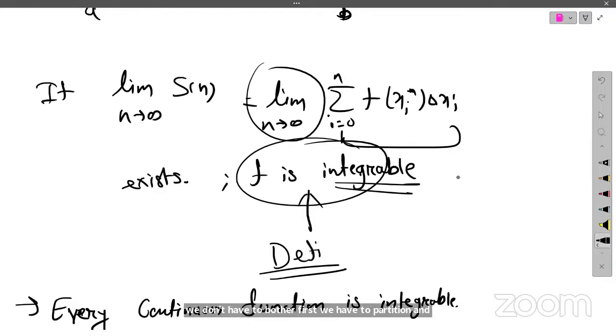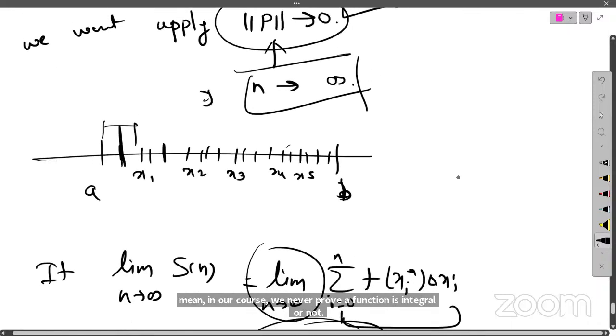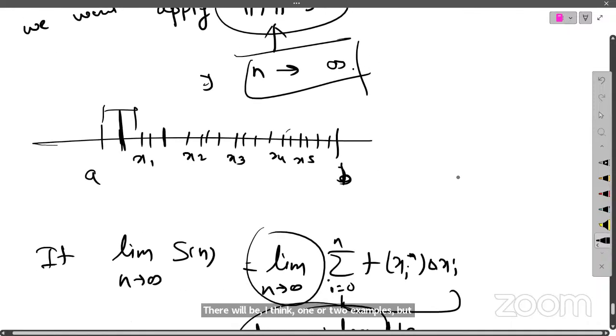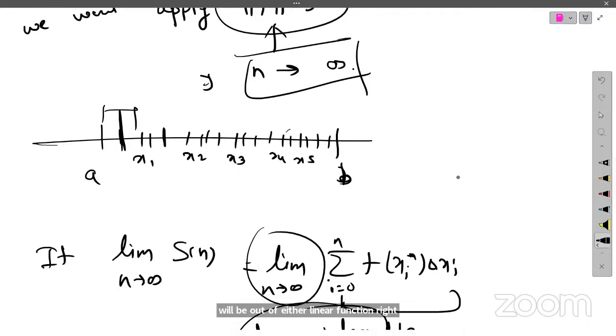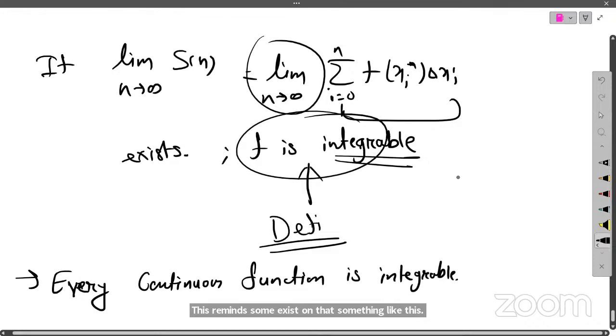In our course, we never prove that a function is integrable or not. There will be, I think, one or two examples, but those will be of linear functions. I think there will be some examples in the practice assignment which are linear functions, and there you have to prove that the Riemann sum exists or not. But in general, for a complex function, or for a quadratic or cubic function also, we don't.